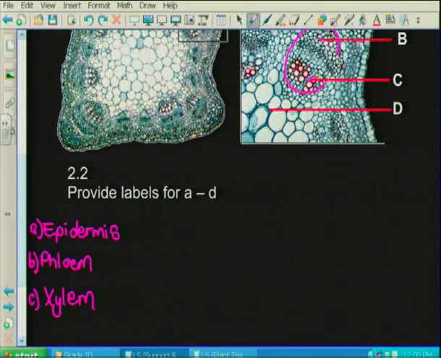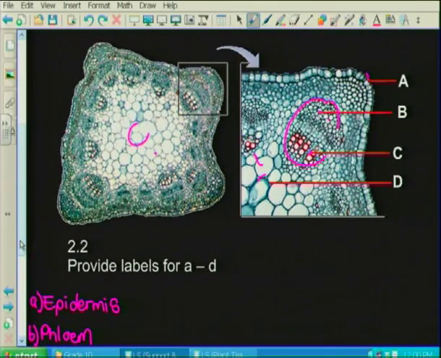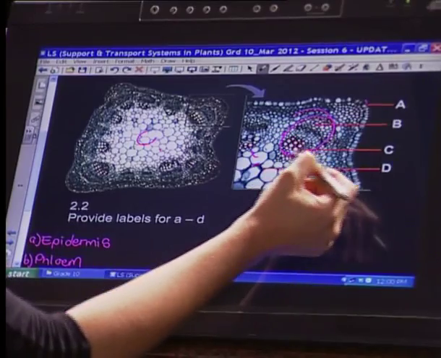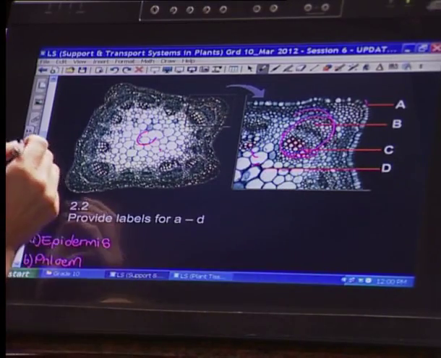And then the last one, D, is on the inside. There it is your very large cells, and there's a lot of them, so you should know this would be your parenchyma cells. So if we just recap, A is your epidermal cells right on the outside. B is your phloem, it's in your vascular bundle there. C is your xylem, and D is your parenchyma cells.